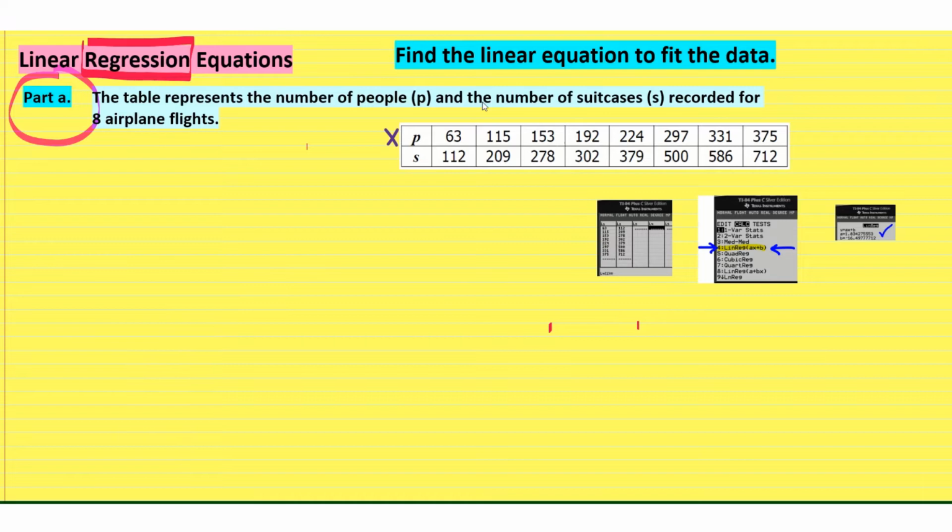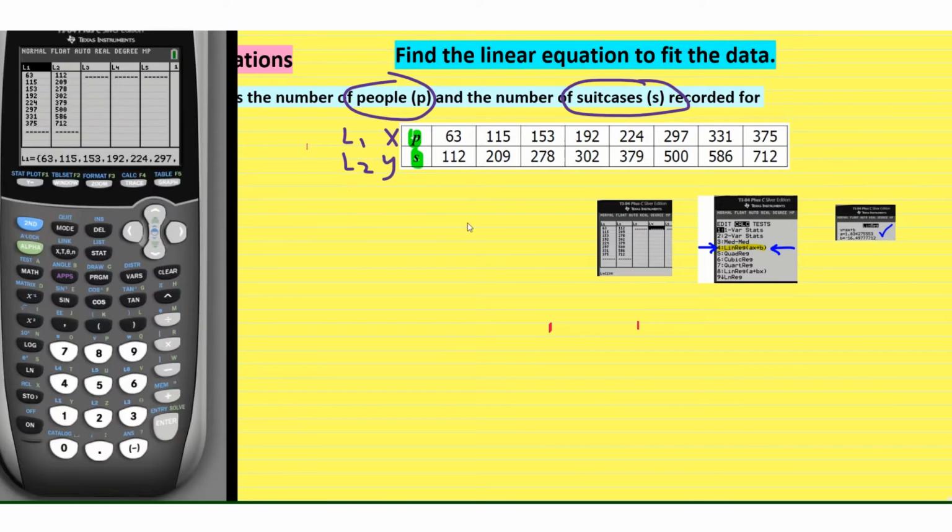This says that our P represents the number of people, and the S represents the number of suitcases. So we've got a P right there for people. We've got an S for suitcases, but we're also going to associate that with the X and Y coordinates. In our graphing calculator, we're going to associate the X values with the first list and our Y values with the second list. So let's remember that every time we use our calculator.